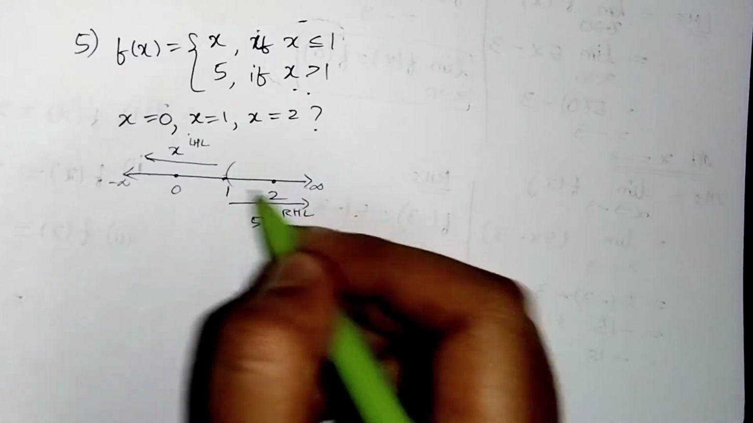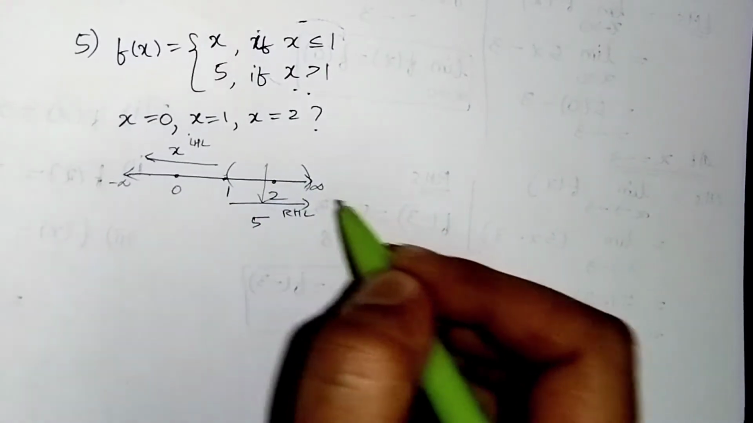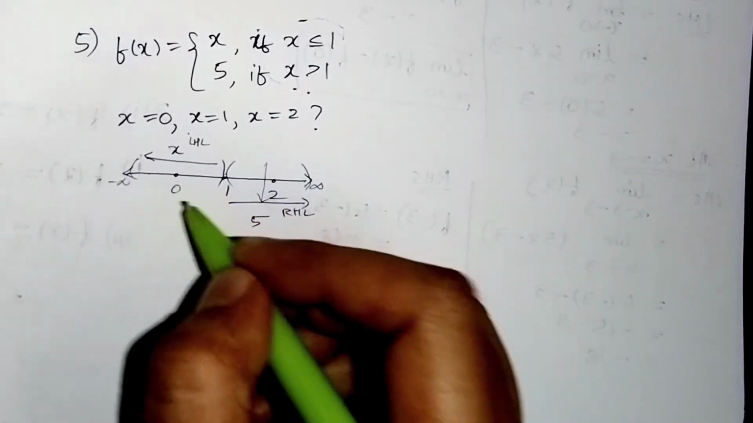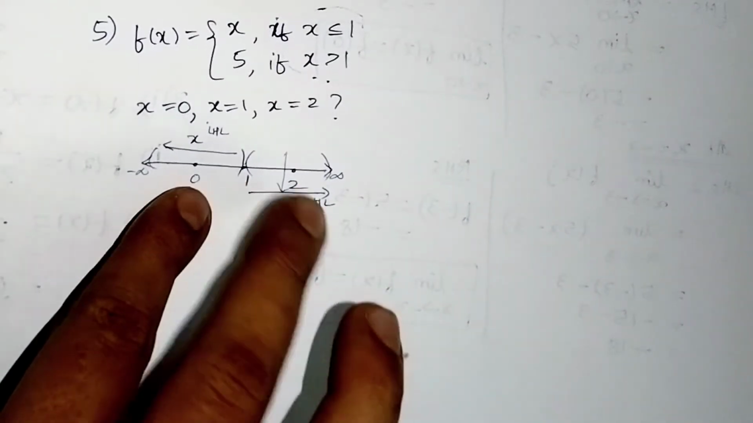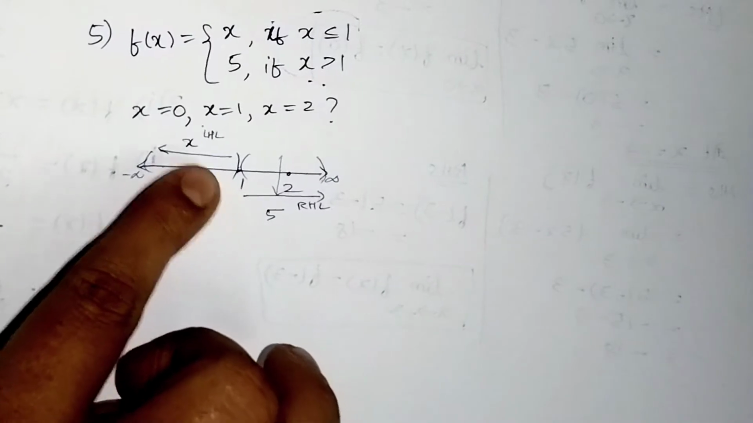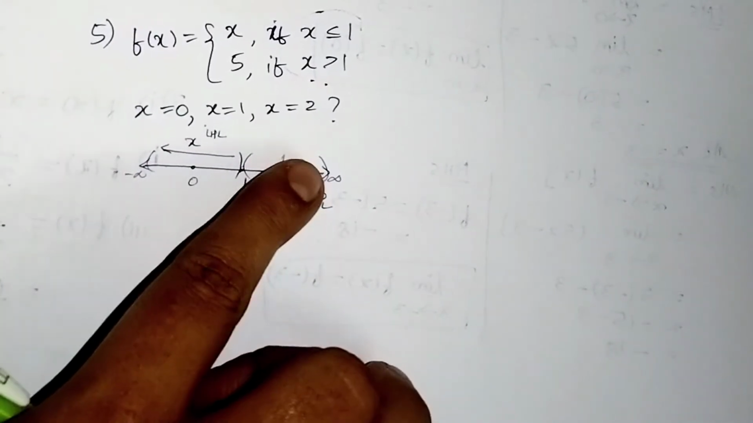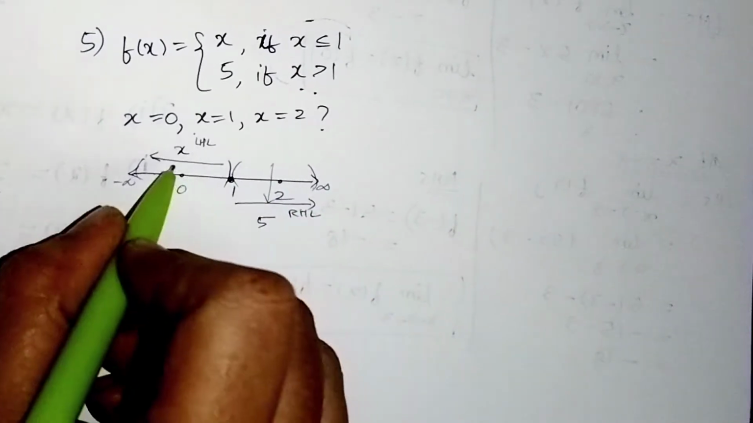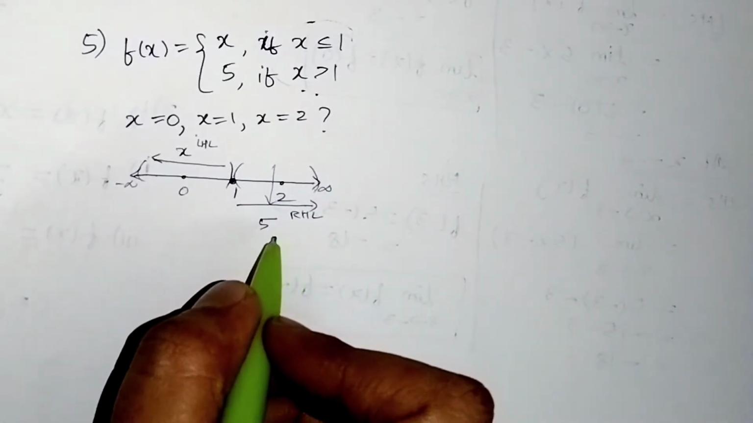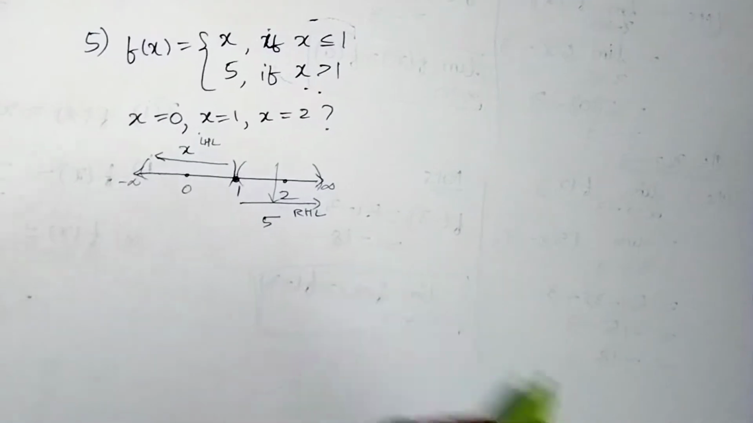So for greater than 1 to infinity, the function remains the same. For 1 to minus infinity, the function remains the same. So for 0, for both left hand and right hand limit, it will be the same. For 2, both left hand and right hand limit, the function remains the same. So for 1 only, the left hand is x, and for the right hand limit, the function will be 5. That alone we need to be clear about.